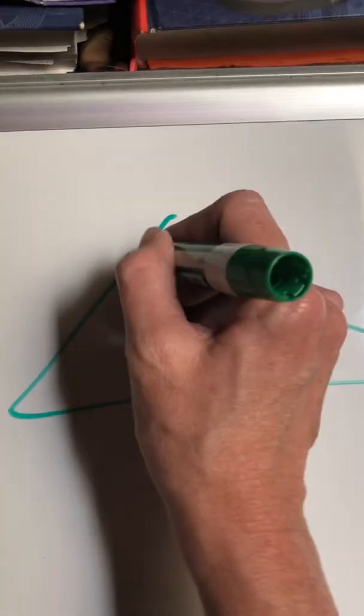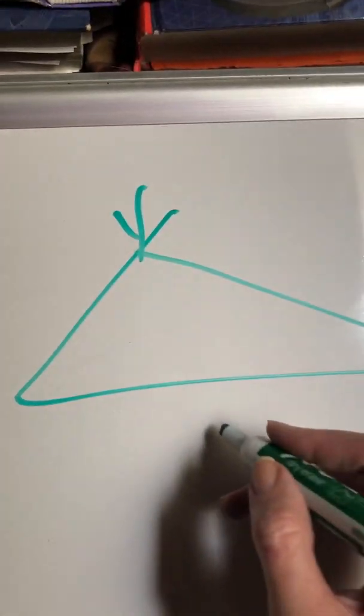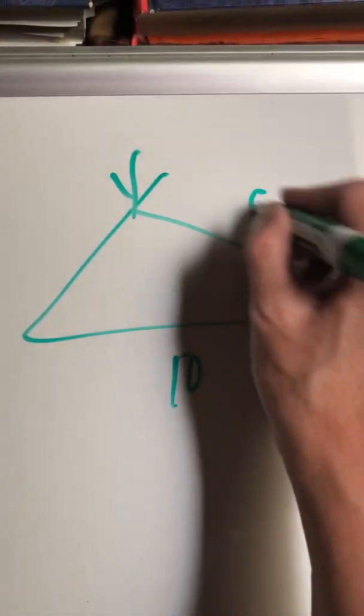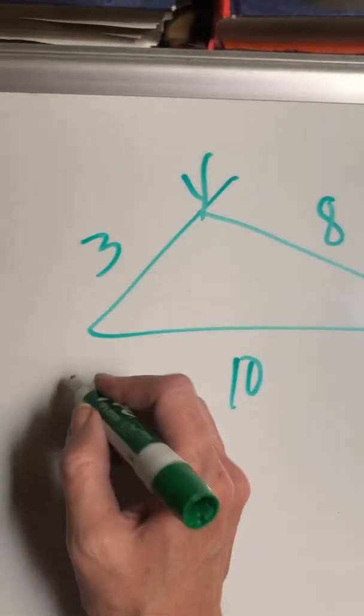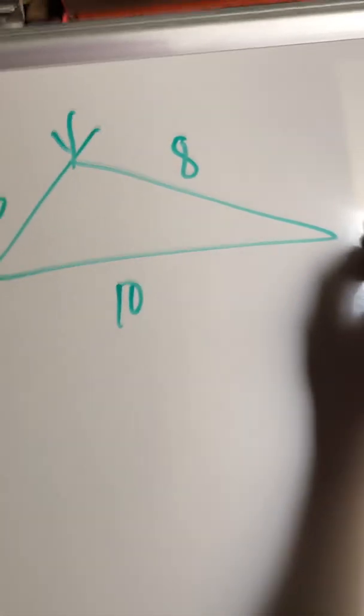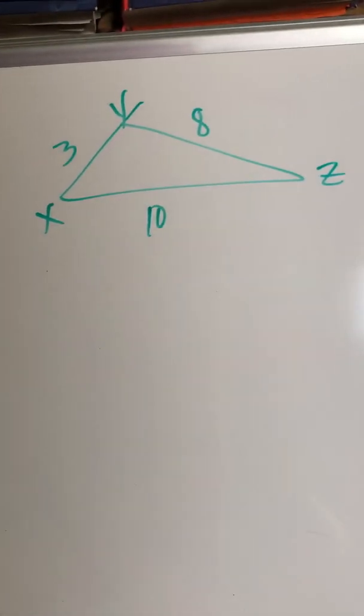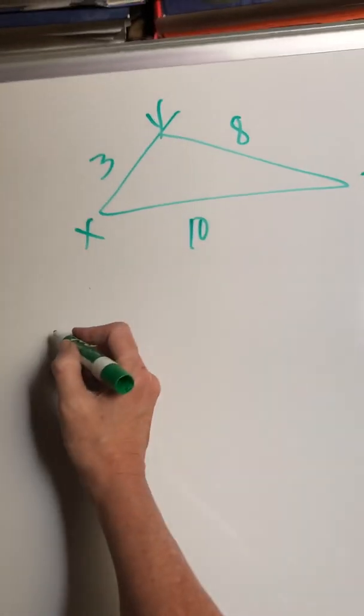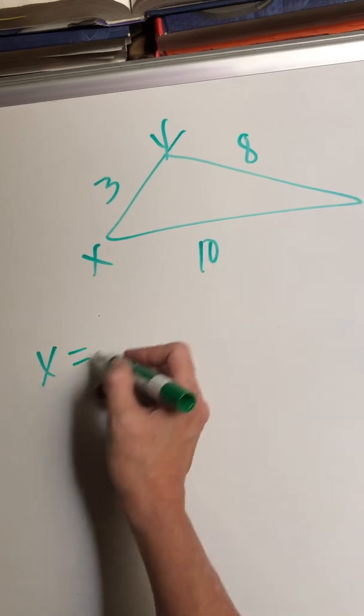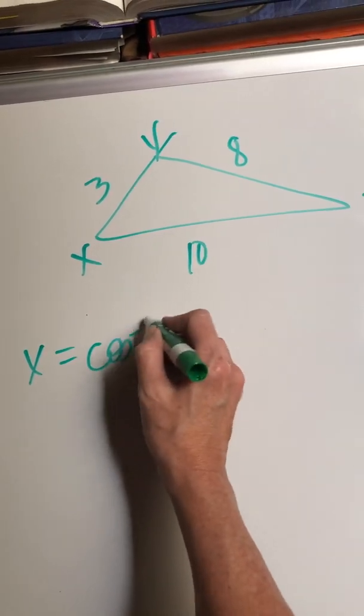Let's see. This is y. This is 10, 8, 3, x, and z. Okay, so there's my triangle, and I'm going to find all the angles again. So I'm going to start with x. There's x. So if I want angle x, I would do inverse cosine.